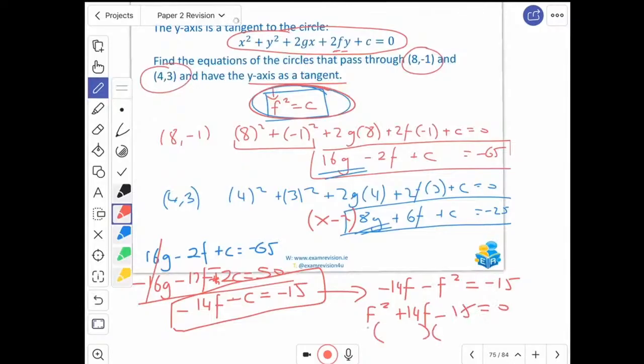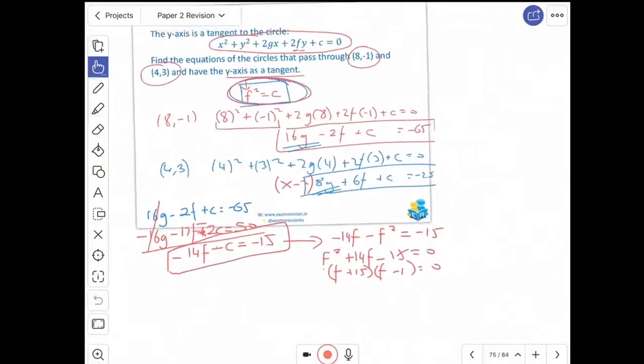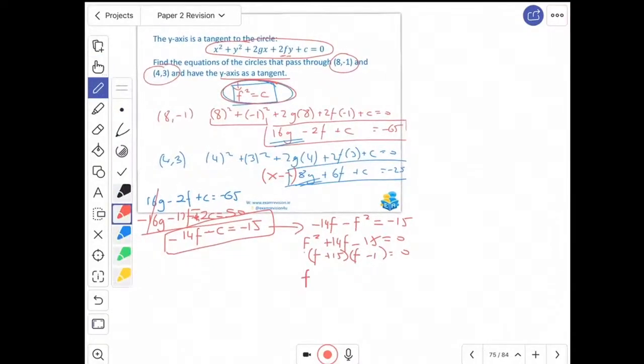And then you're going to factorize this to get your two values of f. So that's going to give me plus 15 and minus 1. So that means that f is going to be equals to minus 15 and f is going to be equals to 1. Now, therefore, I've worked out what f is, so then I can work out what c is, because remember, c is f squared. So 15 by 15, that's 225. And c is going to be equals to 1.